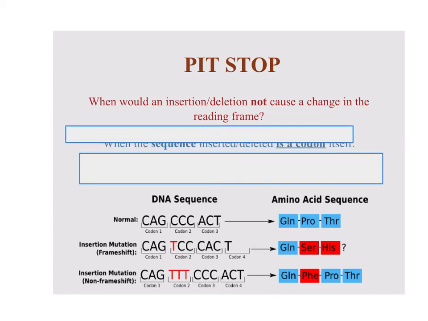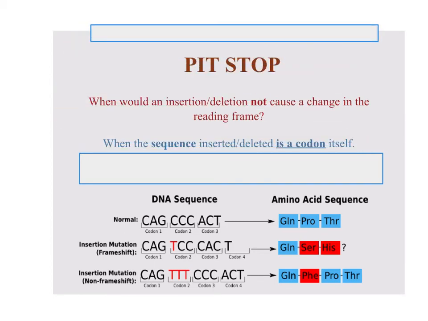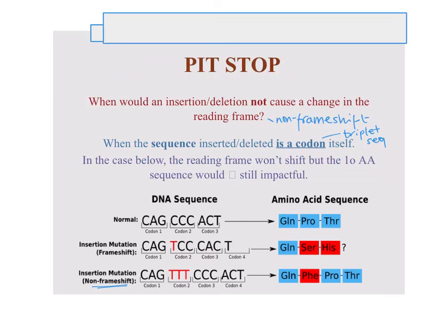So we don't get a change in the reading frame. We say it's a non-frame shift mutation if we insert or delete an entire codon, so a triplet sequence. And this is because we're just going to shift the reading frame one amino acid. Okay, it's not going to affect the amino acids that we produce, because we're effectively either inserting or removing one entire amino acid itself. But because we're changing the primary structure, we could still have an impact on the tertiary structure. It's just less likely to be as impactful as a point deletion.